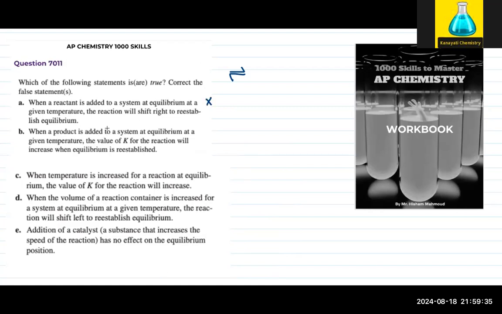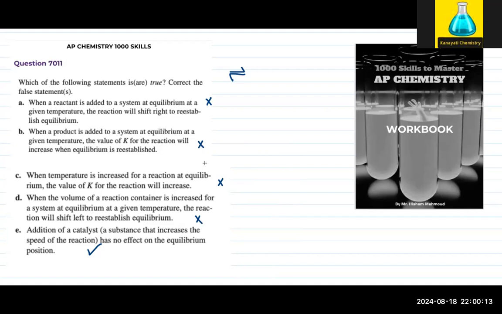But when a product is added to a system at equilibrium at a given temperature, the value of the K for the reaction will increase when equilibrium is established, also is false. When temperature is increased for a reaction at equilibrium, the value of K for the reaction will increase. Also, this is false. When the volume of a reaction container is increased for a system at equilibrium at a given temperature, the reaction will shift left to establish the equilibrium. This is also false. The addition of a catalyst has no effect on the equilibrium position. This is true because it increases the rate of reaction of the forward reaction and the backward reaction, so it does not make a net effect on the equilibrium. So it just reaches the equilibrium more quickly.